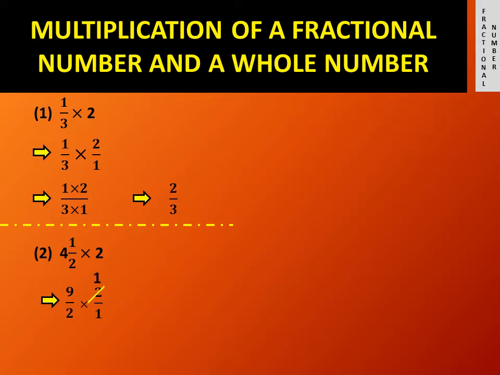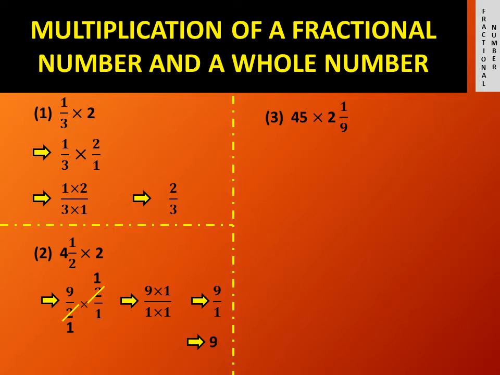2 divided by 2 is 1. Again 2 divided by 2 is 1. Now it cannot be further simplified. So we multiply. 9 ones are 9 and 1 ones are 1. So the fraction is 9 upon 1, which is equal to 9. So the answer is 9. Let's solve one more question.